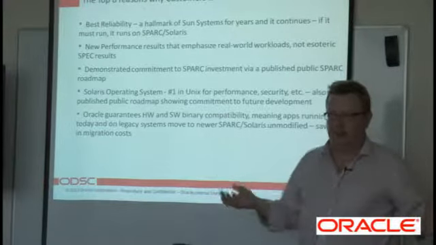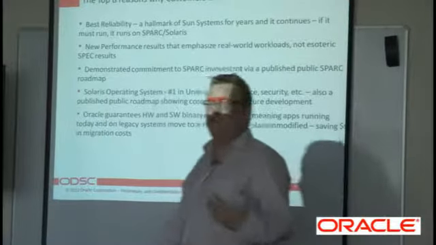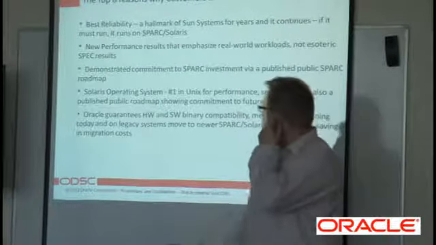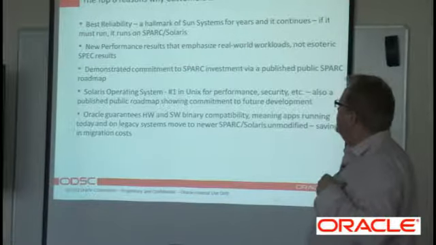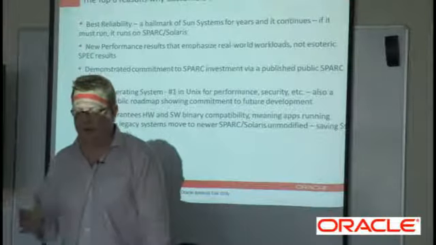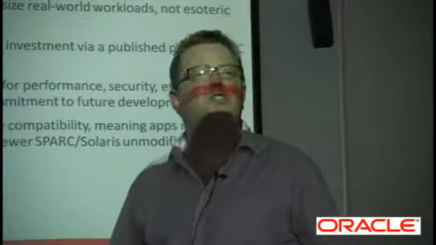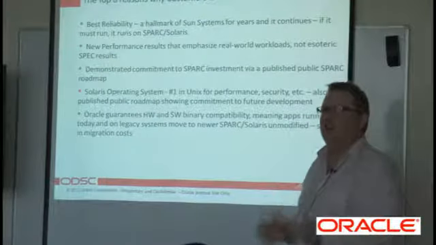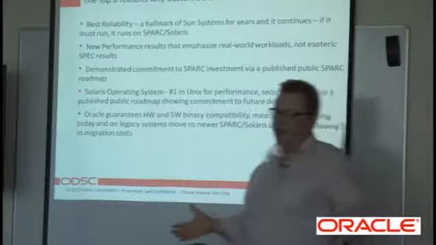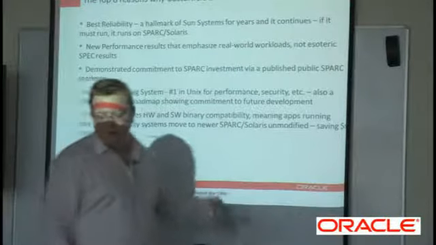For instance, where's HP's roadmap? Who knows? Intel said, pull the plug. So HP don't have anything comparable. Number one Unix system for performance and security. We've got the public roadmap. We also guarantee backwards binary compatibility. So apps running today on your legacy systems can move to newer SPARC hardware in a virtualized fashion, and they can still run without any problems. Savings literally, this is millions in migration costs.